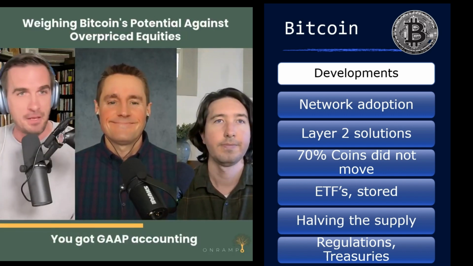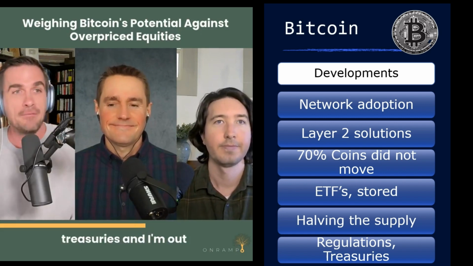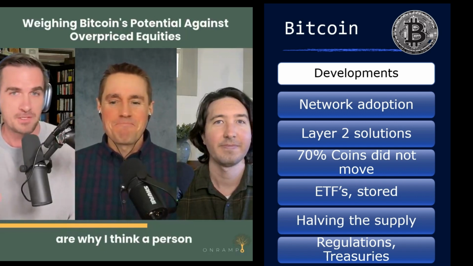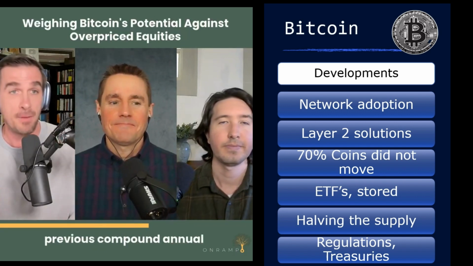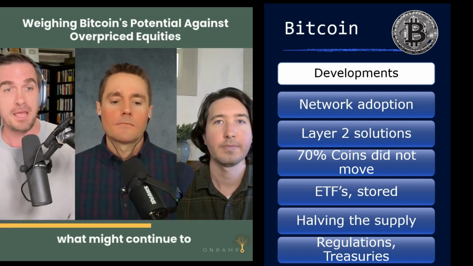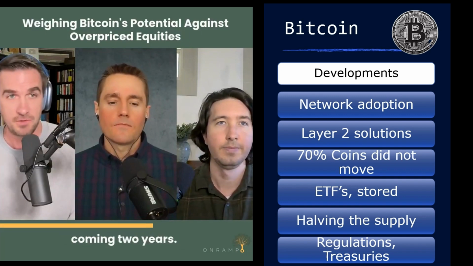You got GAAP accounting rules that are making it more favorable to put on companies' treasuries, and I'm out of breath, but all of those things are why I think a person needs to look at the previous compound annual growth rate and take it very seriously, that that's what might continue to exist moving forward, and especially into the coming 2 years.